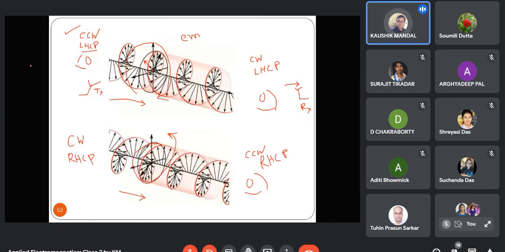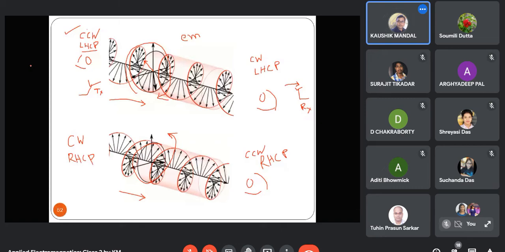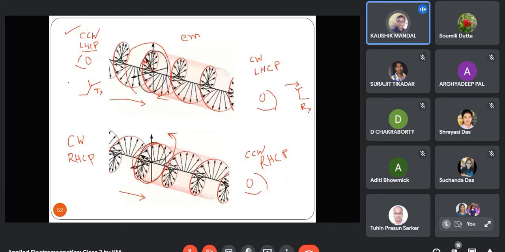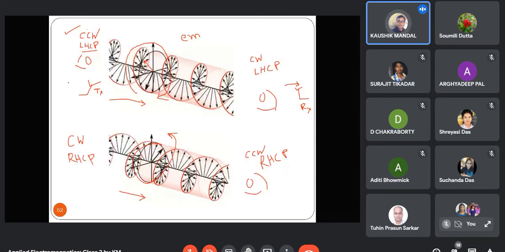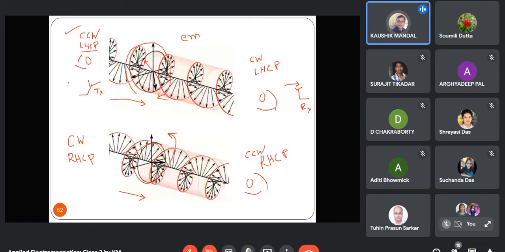LHCP is left-handed circular polarization, just the sense of polarization, whether it is clockwise or counterclockwise with respect to an observer, that is represented with this left-handed and right-handed.